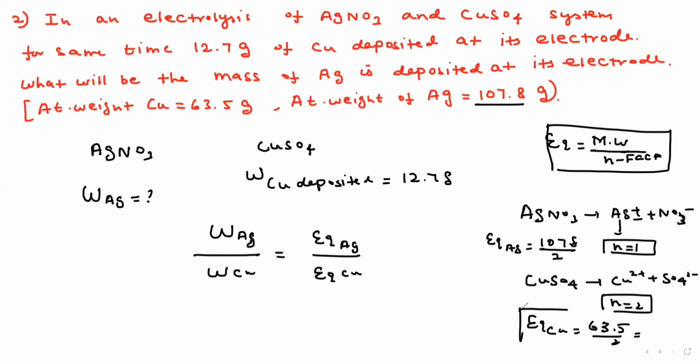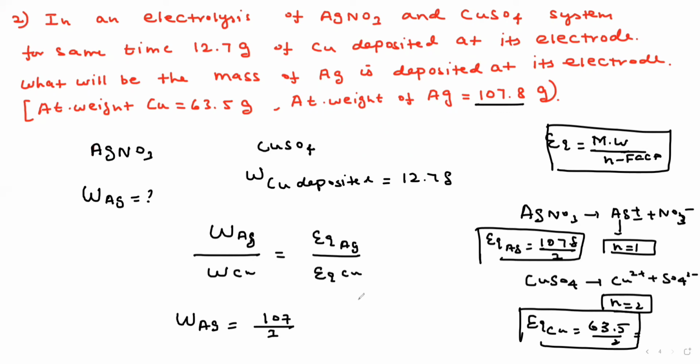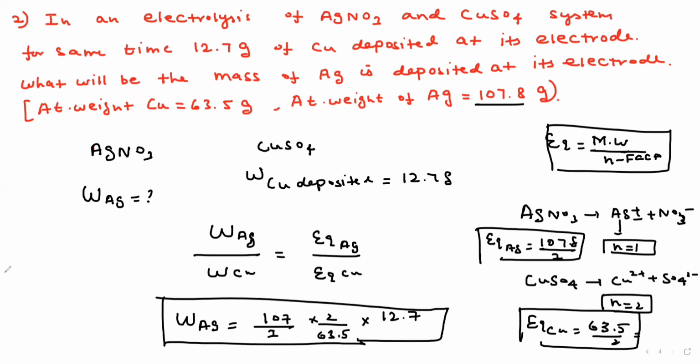Using these values, we can find out what? They are asking only for the weight of Ag, right? Weight of Ag is equal to the equivalent weight of Ag, 107 by 1. What is the equivalent weight of copper? Reversing, it is 2 into 63.5, into the weight of copper. What is the weight of copper? 12.7. Substitute all the values. What is the final value? The weight of Ag is around 43.12 gram. Okay, simple, right?